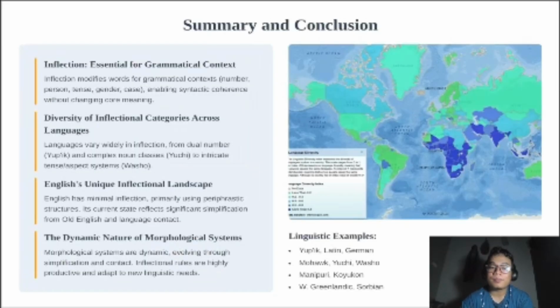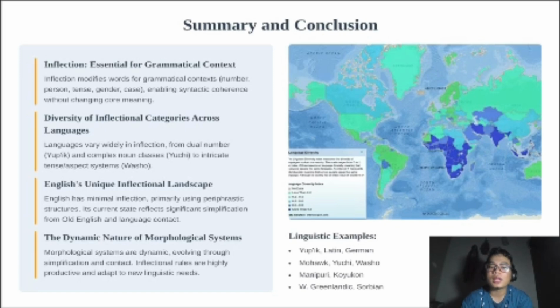To wrap this up, the slides summarize the core ideas. Inflection is essential for expressing grammatical relations without changing core meaning. Languages vary enormously in how many inflectional categories they use. English is unusually weak in inflection, relying more on syntax and auxiliary verbs. And morphological systems evolve. Languages regularly simplify, restructure, or reshape their inflectional rules.